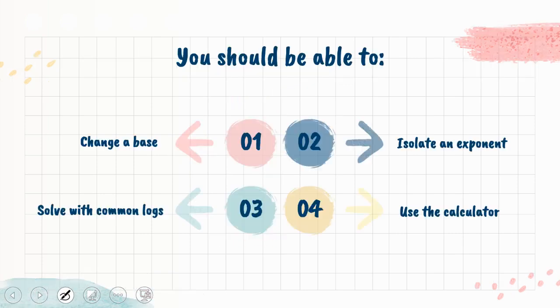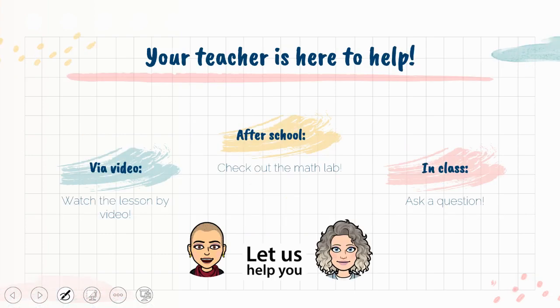So I hope you're understanding how to change a base, how to get the exponent and base alone, how to solve with common logs, and most importantly, can you put it into your calculator correctly? I hope the answer to that is yes. If it's not, go back, watch the video again, and do some practice. Make sure that you understand how to put this into your calculator so you can solve appropriately.